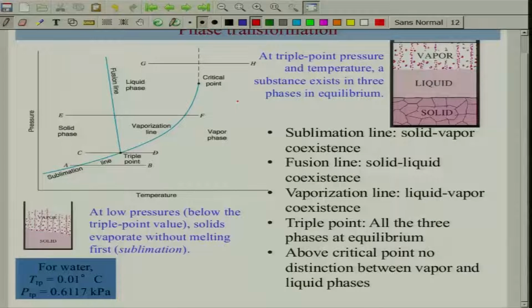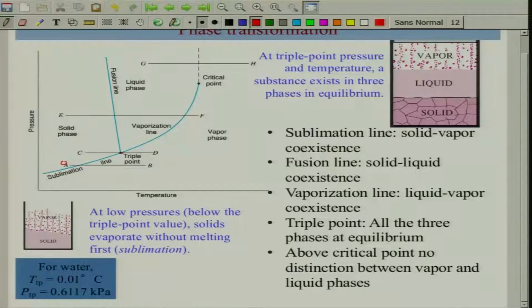Let me also summarize this from the point of view of phase transitions. This is again pressure and temperature for a pure substance. This is your sublimation line. That means solid and vapor coexist, which essentially means that if your system is in the solid, it goes directly to the vapor. This is what you see with dry ice: CO2 at room temperature goes immediately from solid CO2 to the vapor.